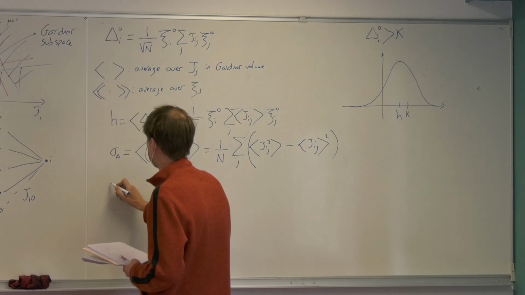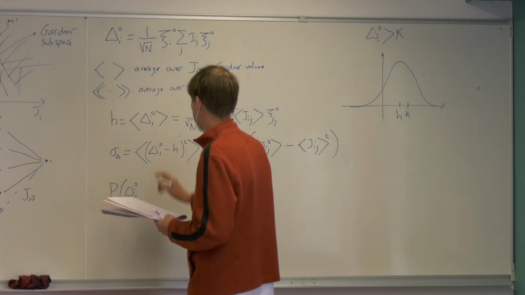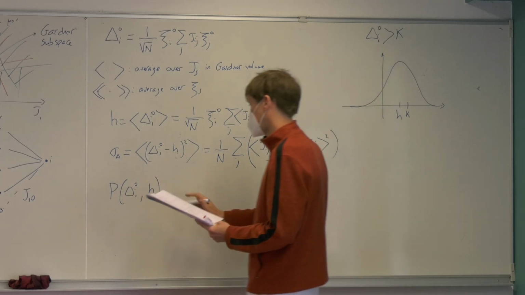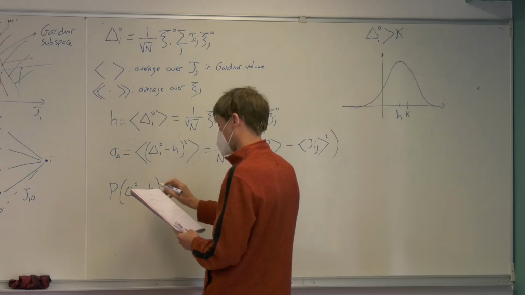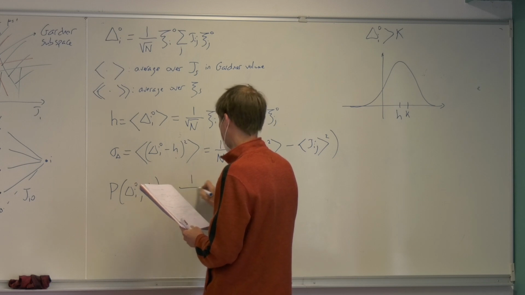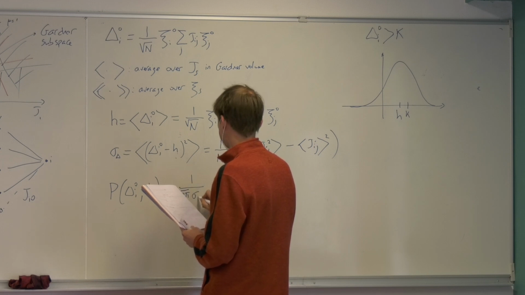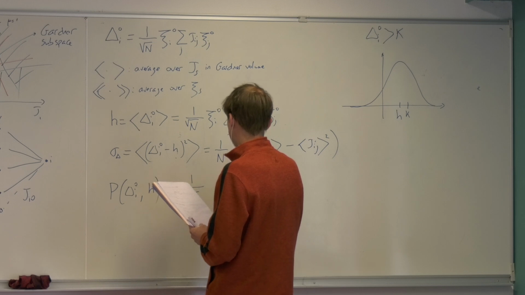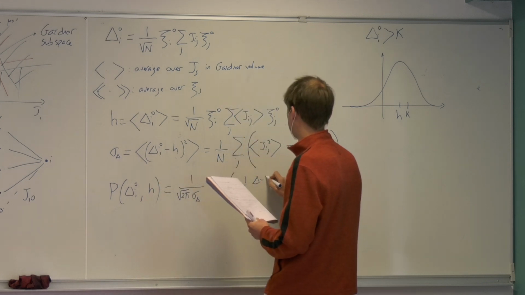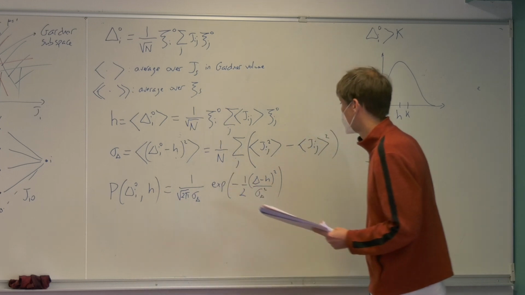So let's write it down. So we have a P of delta given h, and at this point that depends on h. And we'll see why I write down explicitly the dependence on h. So this is basically 1 over square root of 2 pi sigma delta, exponential of minus half of (delta minus h) squared divided by sigma delta squared.